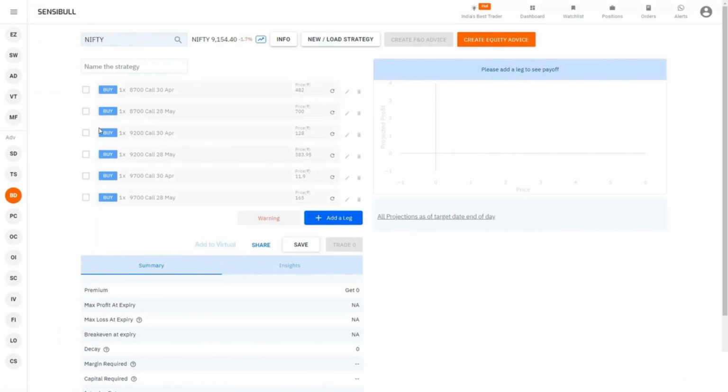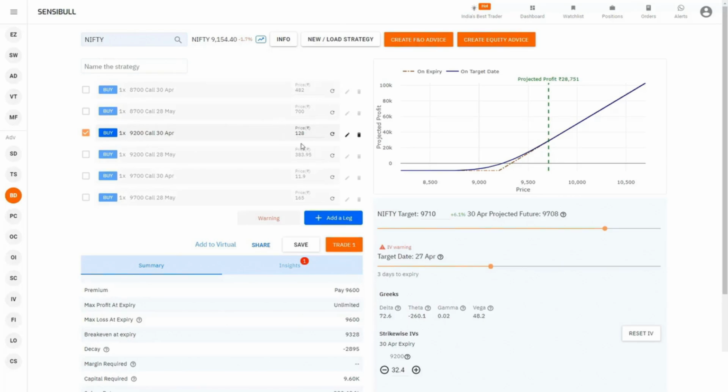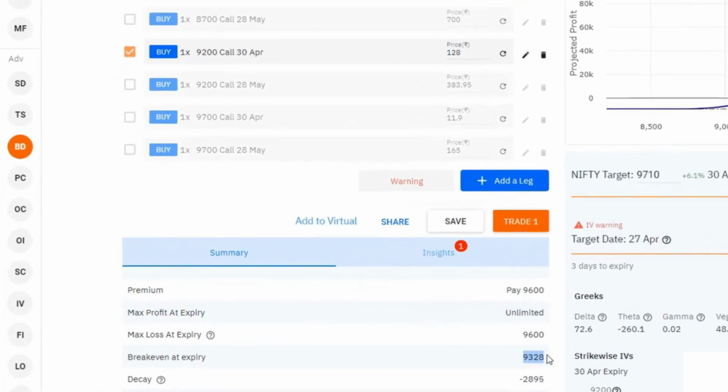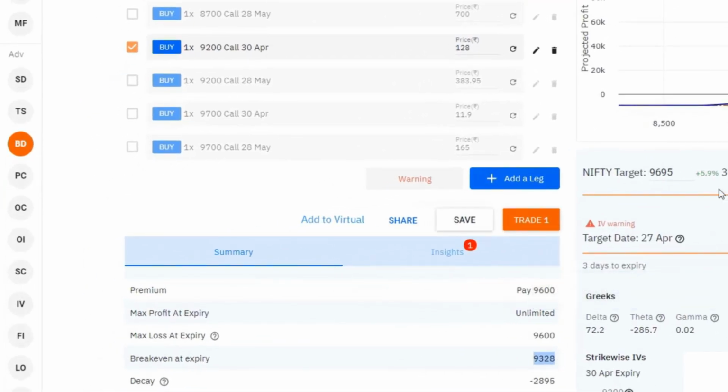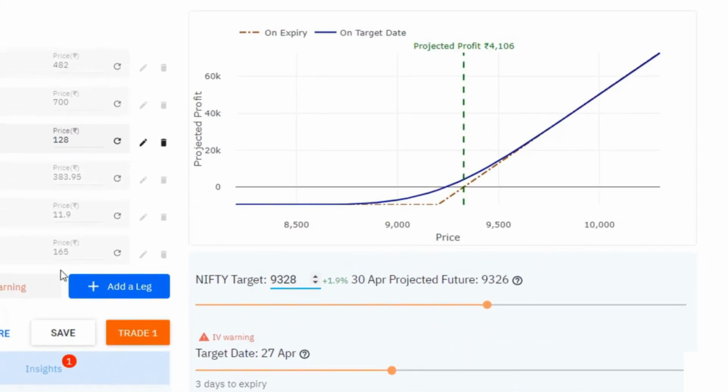So for example, if you are looking to buy the 9,200 April option, you know that the break even is at 9,328. So you have to ask yourself the question, where is this 9,328? Let's look at that, right? 9,328 is 2% away. Is there going to be a 2% move in the next 4 days for Nifty?